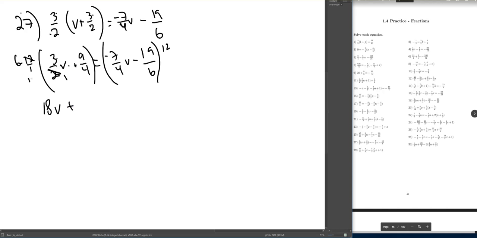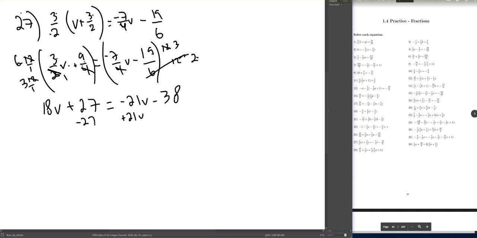Plus, let's put another 12 here over 1. Here, if we cross divide, I get a 3. 3 times 9 equals 27. And that equals, let's cross divide, 3 times negative 7 equals minus 21v. Put another 12 here. This becomes a 2. 2 times negative 19 equals minus 38. So far, so good. I feel it's looking good. So here I'm going to add 21v. Here I'm going to subtract 27. Here I'm going to subtract 27. Here I'm going to add 21v. So this cancels. This cancels. I'm left with 39v equals.